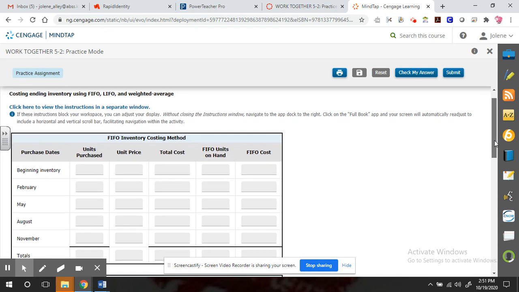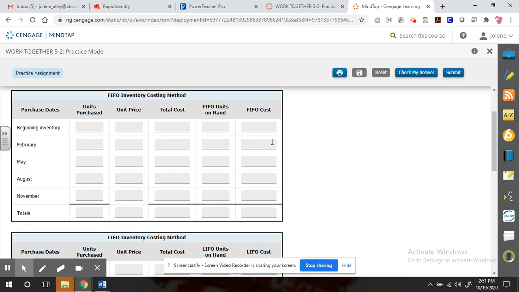With FIFO, I want you to think of products that will expire, that will go bad. The first ones that you get in are the first ones you need to send out, the first ones that you need to sell. Think of gallons of milk, or aspirin, something that has an expiration date on it. The first ones that come in are the first ones you need to sell. So the ones in your ending inventory will be the last that you received.